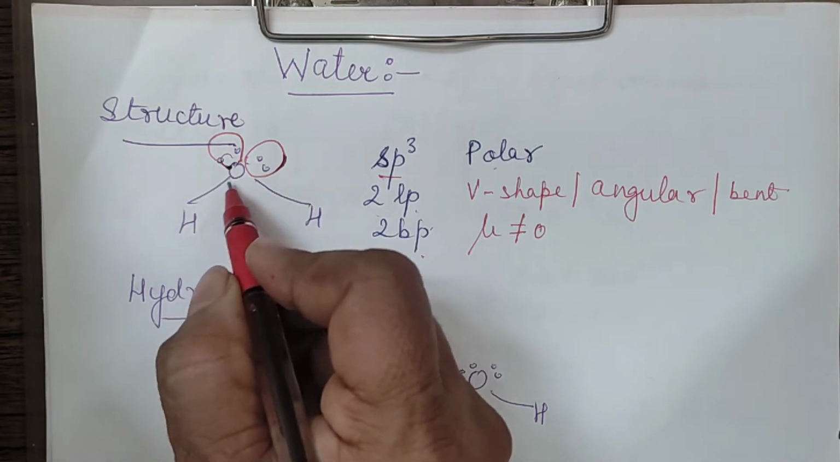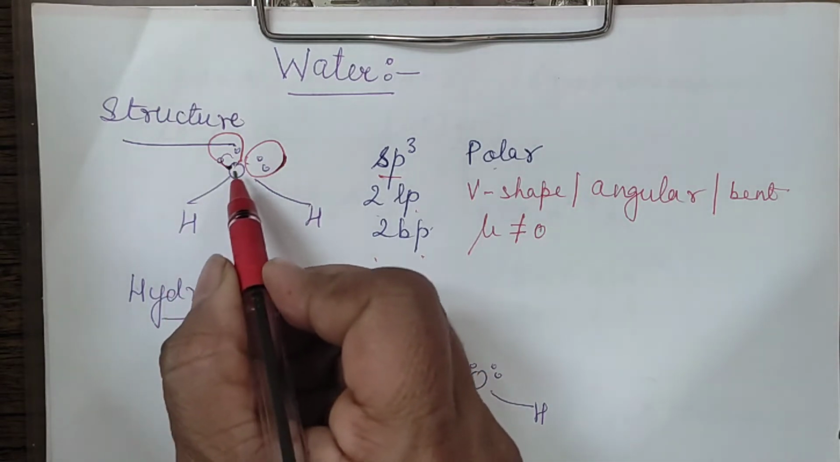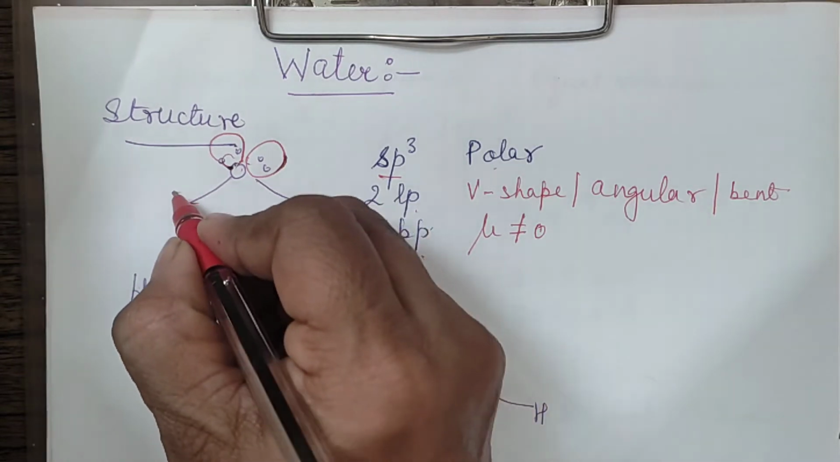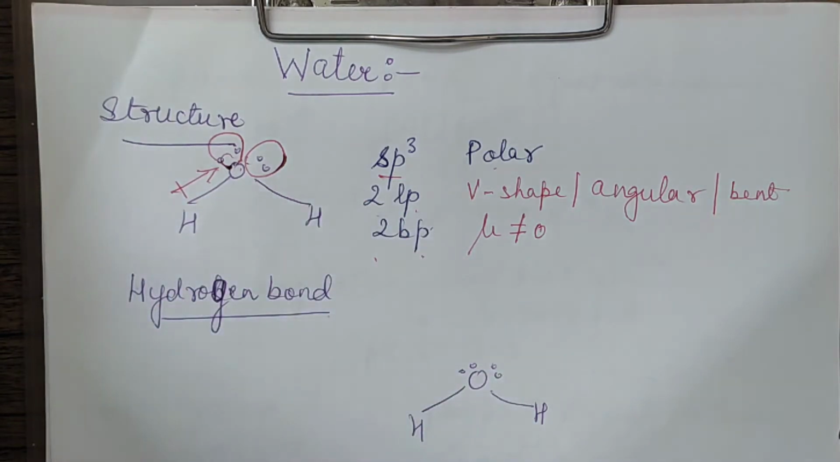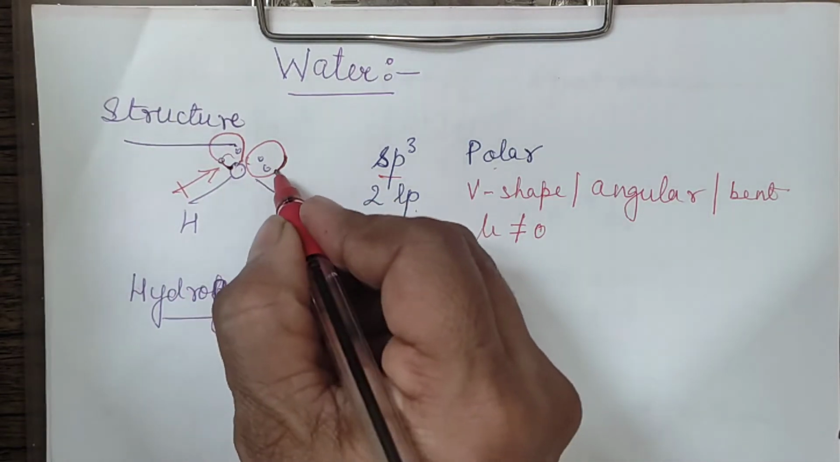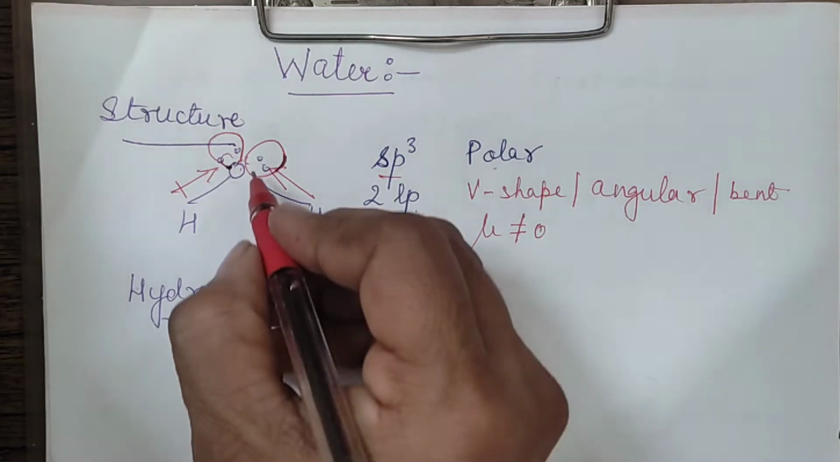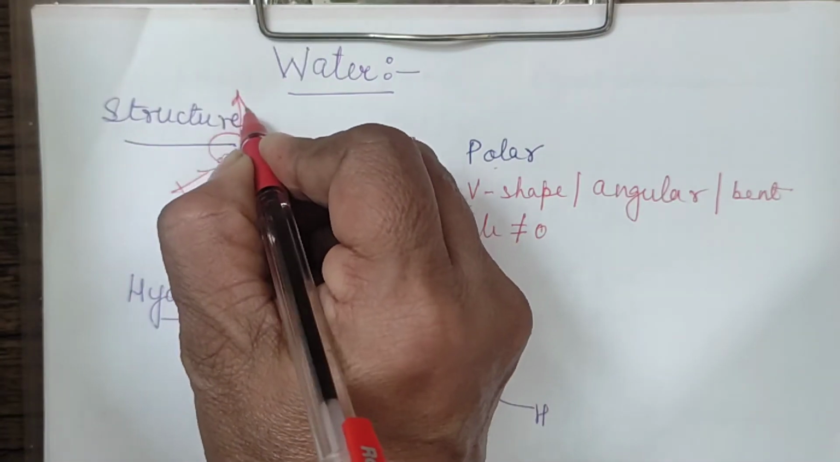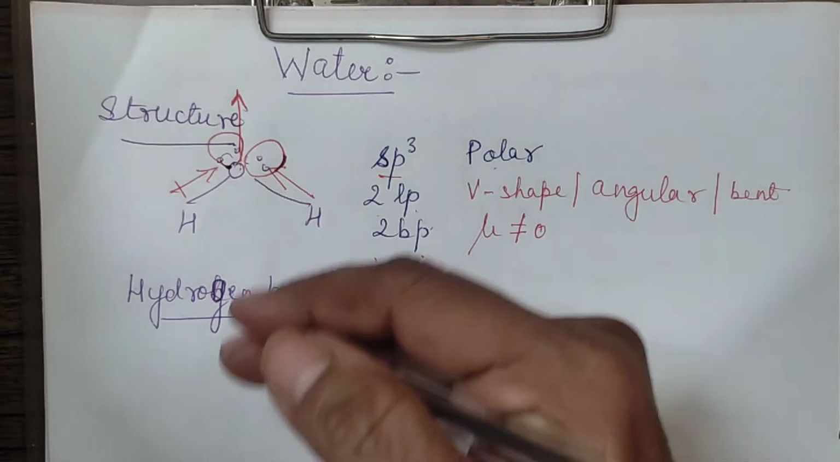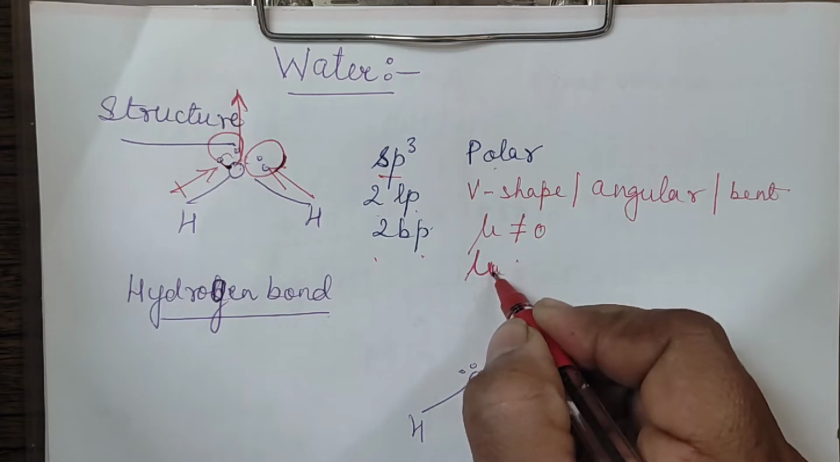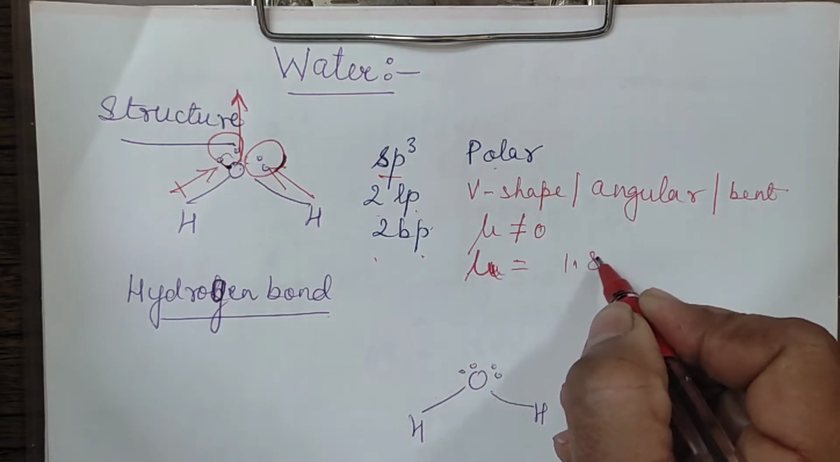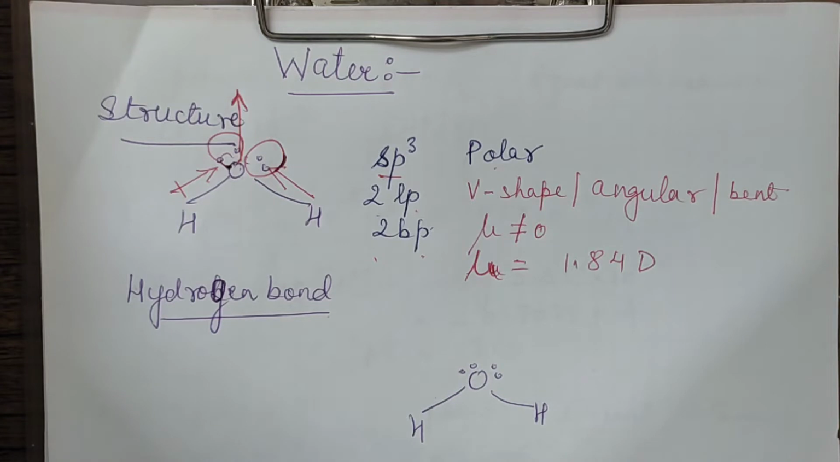This is one covalent bond. This is another covalent bond. Oxygen being more electronegative will have tendency to pull electrons toward itself. So this bond dipole moment will be towards oxygen. Another bond moment also will be towards oxygen. So it will have a net resultant dipole moment upward. It is found that the dipole moment of water is 1.84 D. So it is not 0, it is a polar molecule. It is having a net resultant dipole moment.